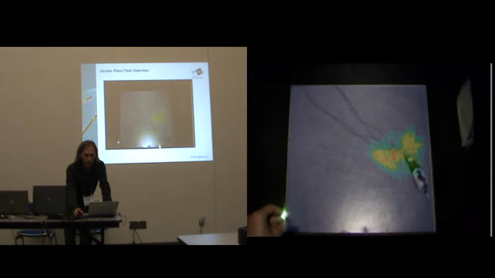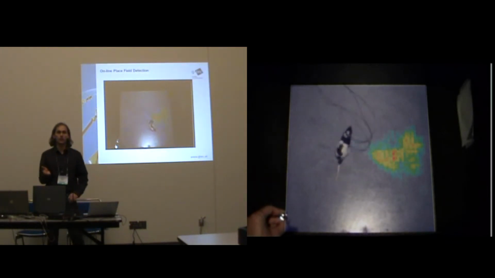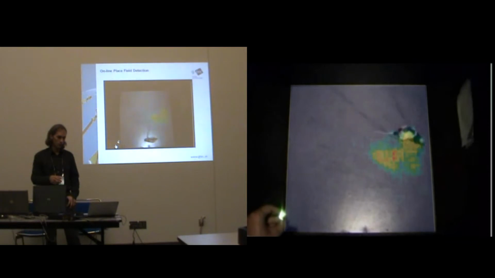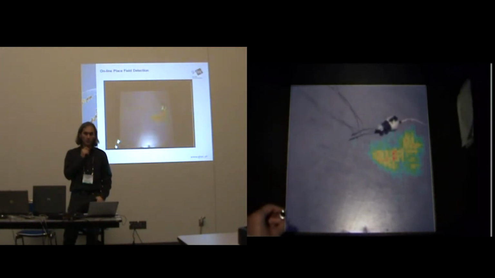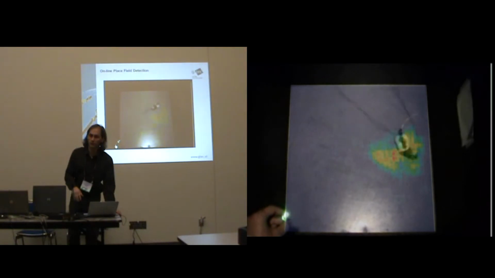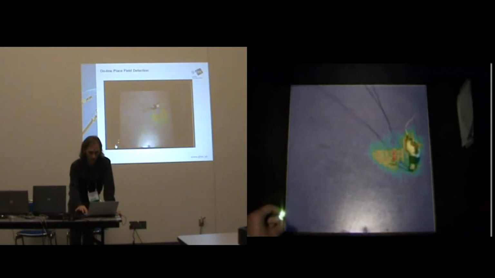The rat is moving around. And as soon as the head comes into the firing field again, the LED is switched on again. This means the spike firing is more than 10 Hz. Now we are playing it a little bit faster. And it's amazing how sharp the firing field is in this case.